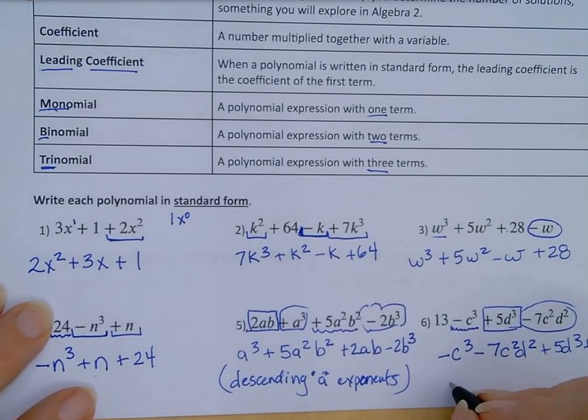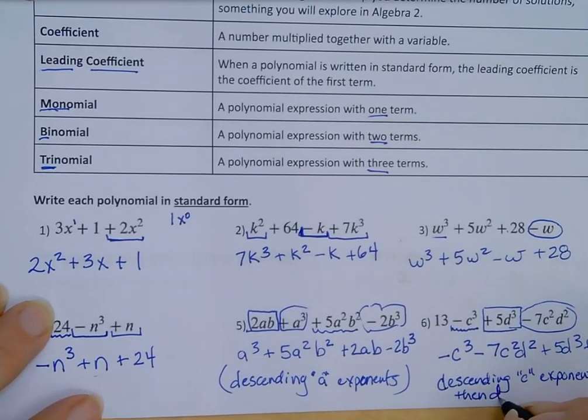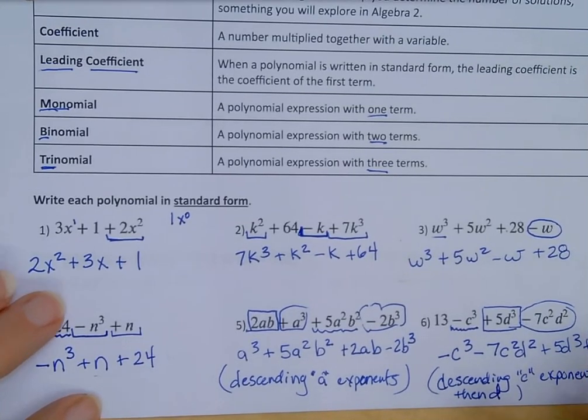Okay, so this is C is descending, so I'll write it the same way. Descending C exponents. And then the variable D. Okay, so if I had had anything else like D squared, that would have gone after D cubed.